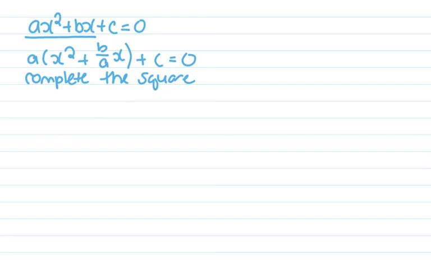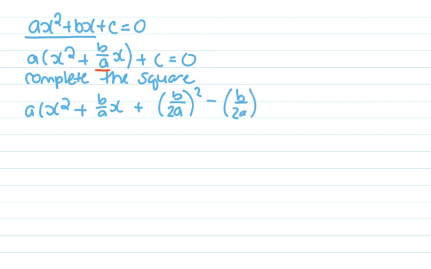I'll look at the b value and divide it by 2, square it, and then add it and subtract it. So I have a bracket x squared plus b over a x plus b over a divided by 2, so b over 2a squared, minus b over 2a squared, plus c equals 0. Now I'm going to remove that negative term from the bracket by multiplying it by a.